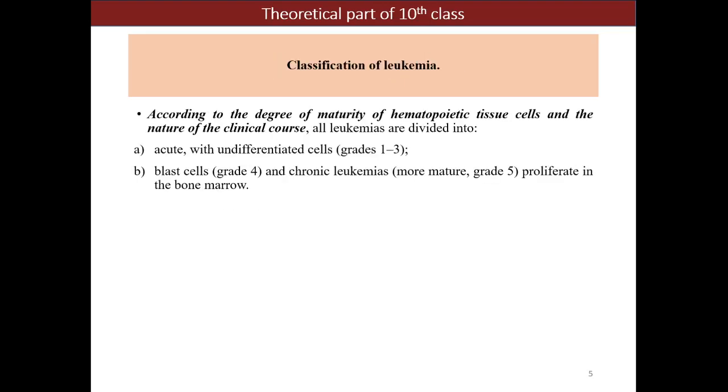There are a lot of different types of classification of leukemia according to the degree of maturity of hematopoietic tissue cells and the nature of the clinical course. All leukemias divide into acute, with undifferentiated cells, meaning these cells take the first three grades or classes of differentiation, and blast cells, which are associated with the fourth and fifth class, proliferate in the bone marrow.